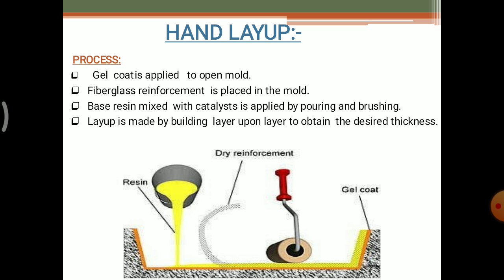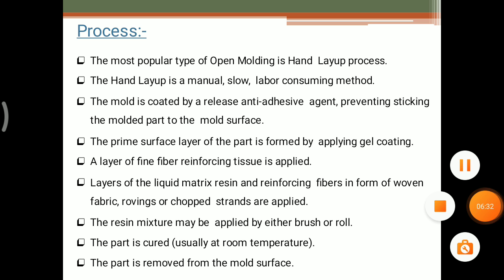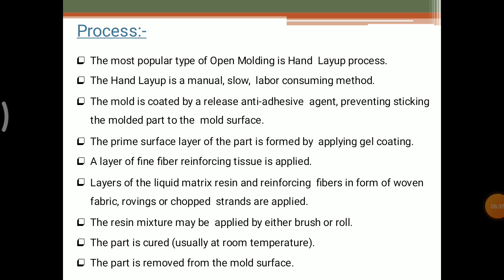This is the sample picture of the hand layup process used in the open mold. So what is the process of this hand layup? The name itself comes from the method. The roller is used with a manual handling setup, so this process is known as the hand layup process. The most popular type of open molding is the hand layup process.